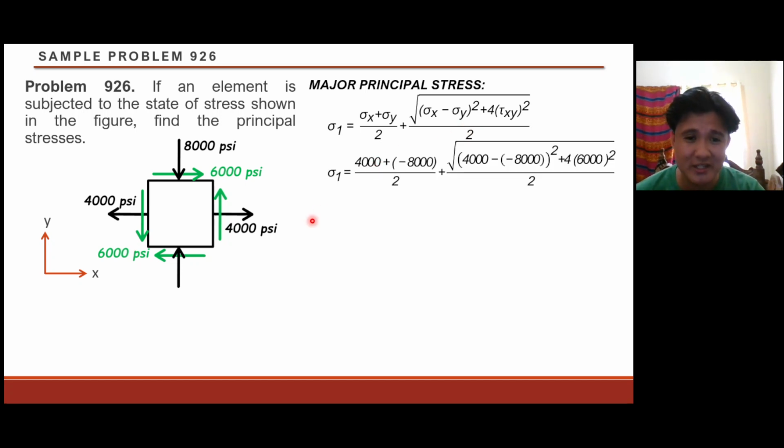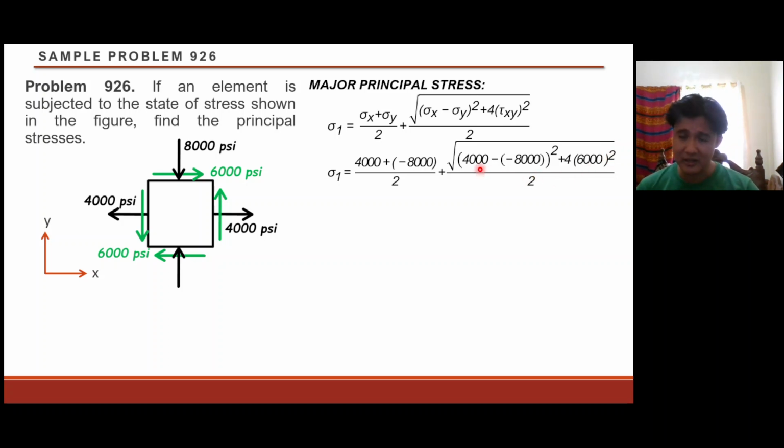So, we have stress X, that is 4,000 PSI, plus negative 8,000 PSI all over 2, plus square root of yung stress X natin na 4,000, minus stress Y natin na negative 8,000 PSI. Tapos, squared natin yan, plus 4 times yung shear stress natin na 6,000 PSI squared.